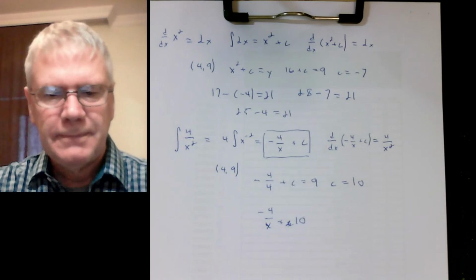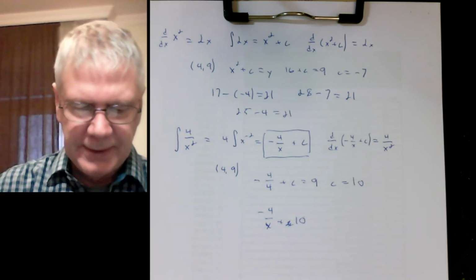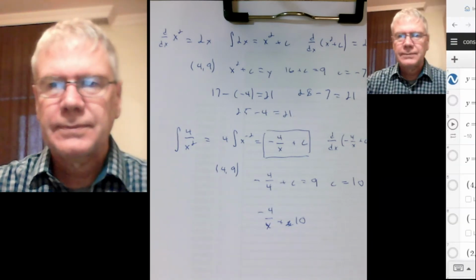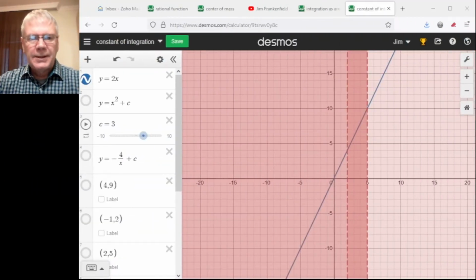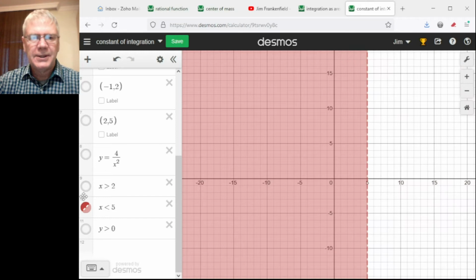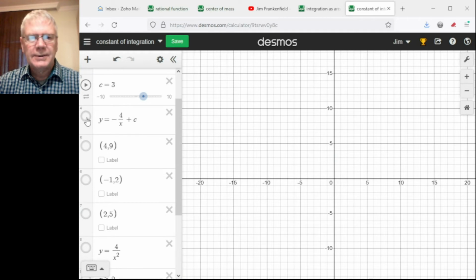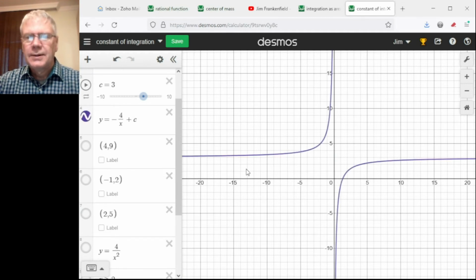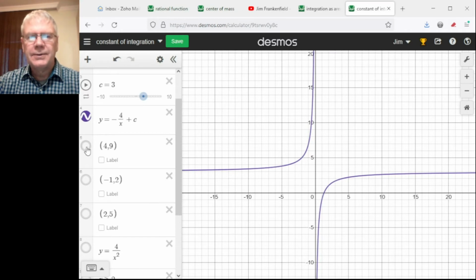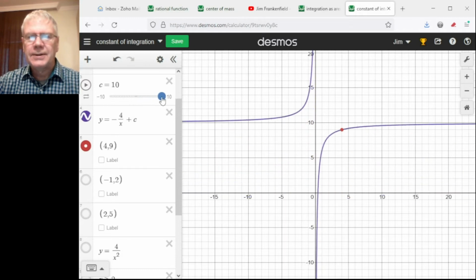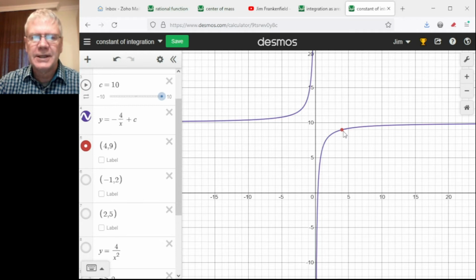So let's look at that function now. Let's go back here to Desmos. Let's clear off our previous functions and our limitations here. And here is our new function. And here's our point that we want to go through. So we can change the constant until we get through that point. And if the constant's 10, we now go through the point. We meet the necessary condition. Now we figured that out first on the other paper.